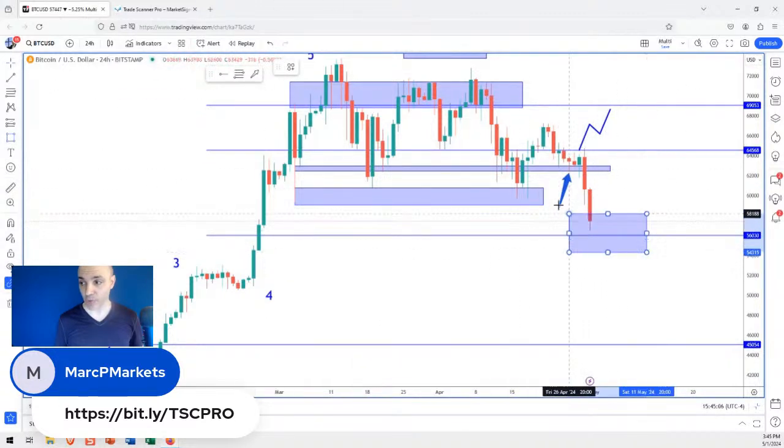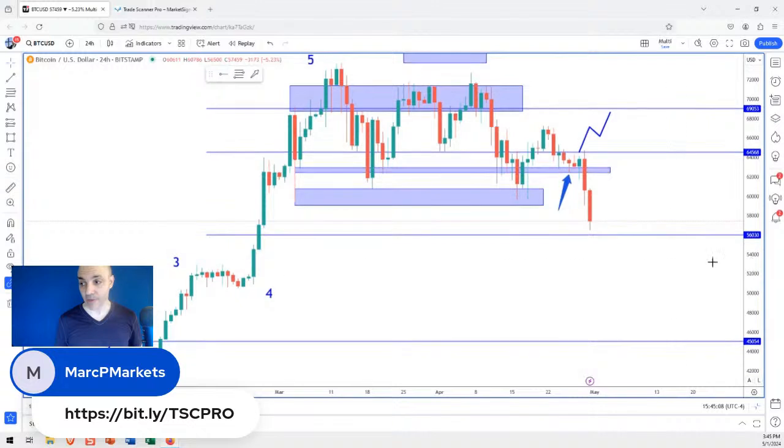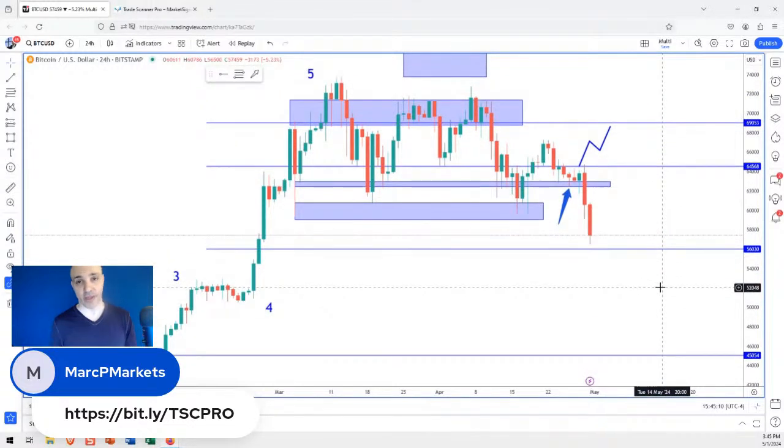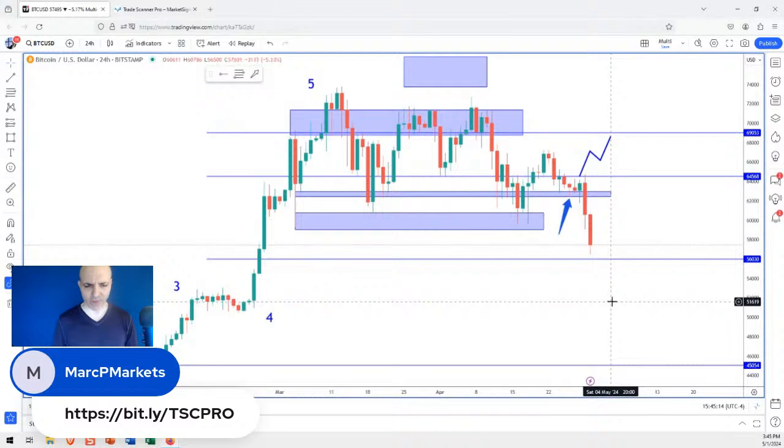This may be a swing trade long opportunity as well, but right now at this moment, there's nothing but bearish momentum, okay? Just wanted to point that out so you guys are clear.